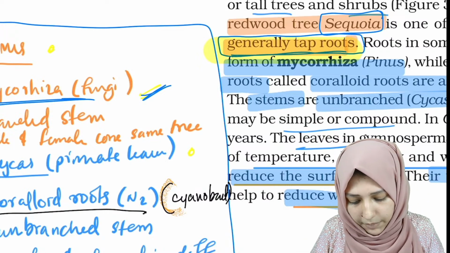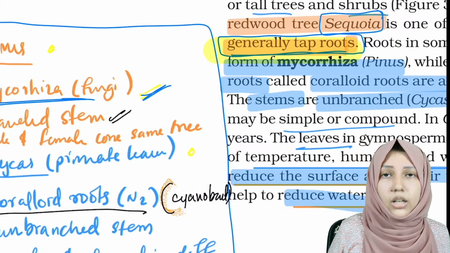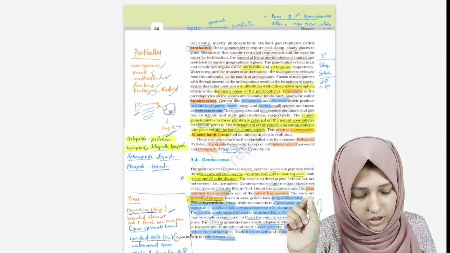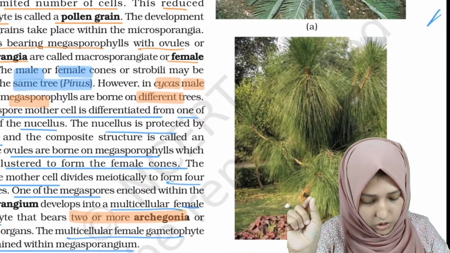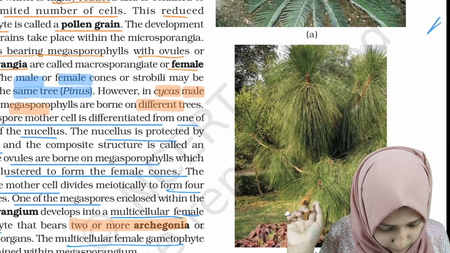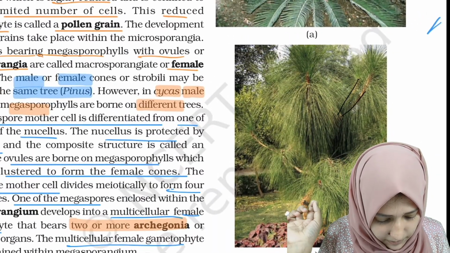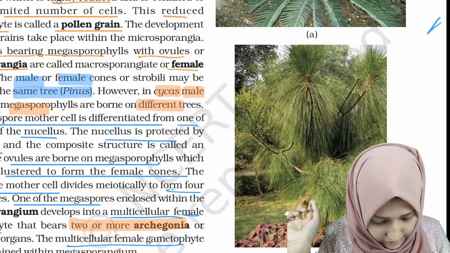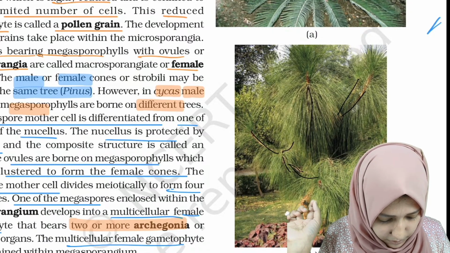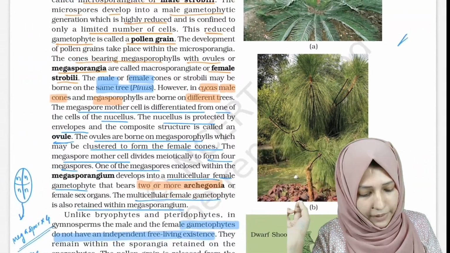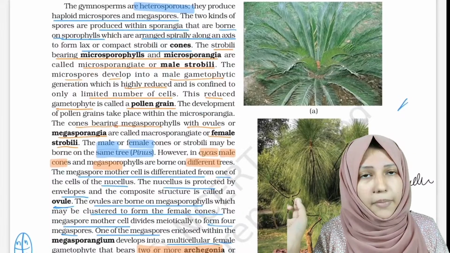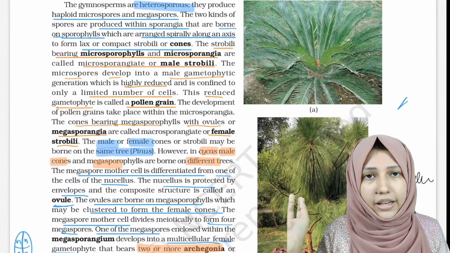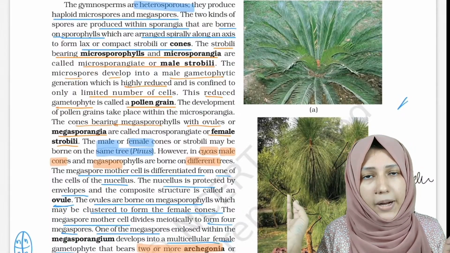Now coming to the second point. Pinus has branched stems. Just see this, the second picture is Pinus. See, the stems are branched. So Pinus has branched stems, whereas this is Cycas, and Cycas does not have a branched stem.